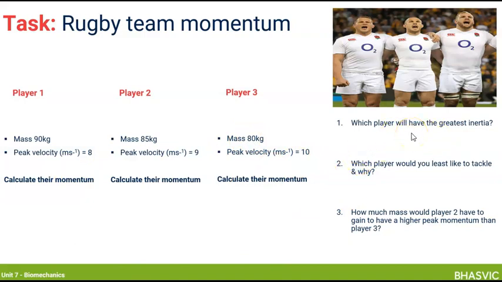Which player has the greatest inertia? Why do you think that? Which player would you least like to tackle and why, given they're all in motion? And how much mass would player 2 have to gain to have a higher peak momentum than player 3?